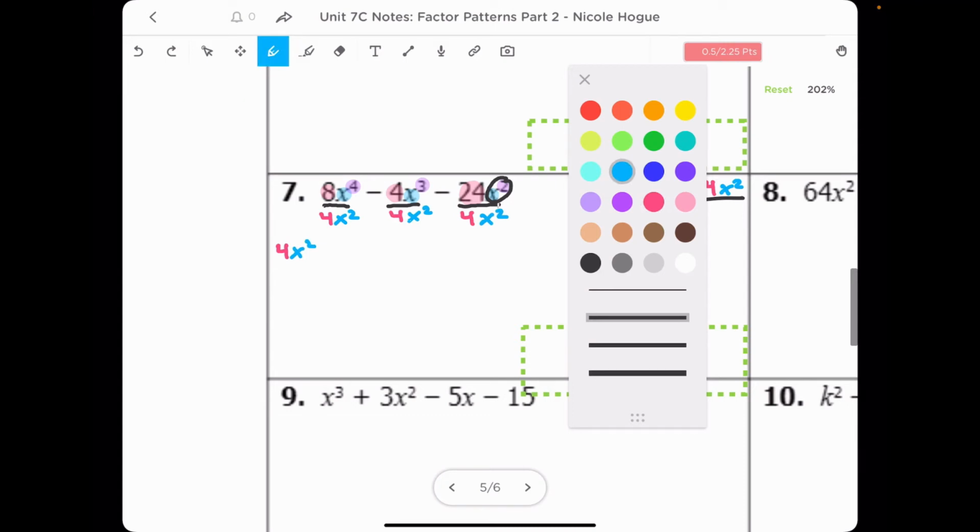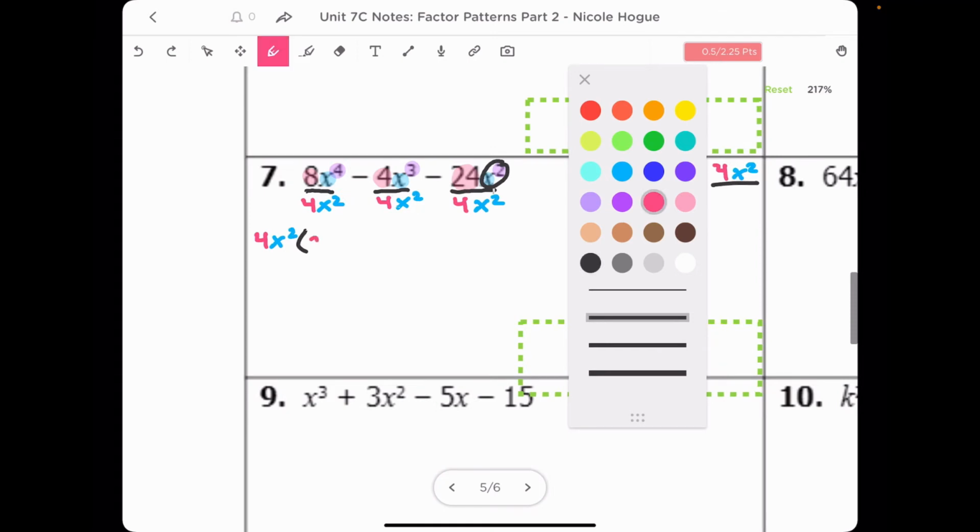So 4x squared times 8 divided by 4 is going to be 2. And x to the 4th divided by x squared. Remember, when you divide powers of the same base, you want to subtract their exponents. So that would leave you with x squared. Minus, because we have that minus 4 divided by 4 is 1, so that would cancel. And x to the 3rd divided by x squared is just going to be x.